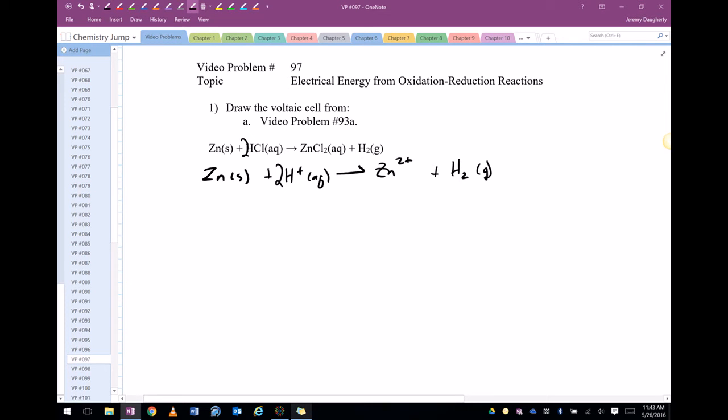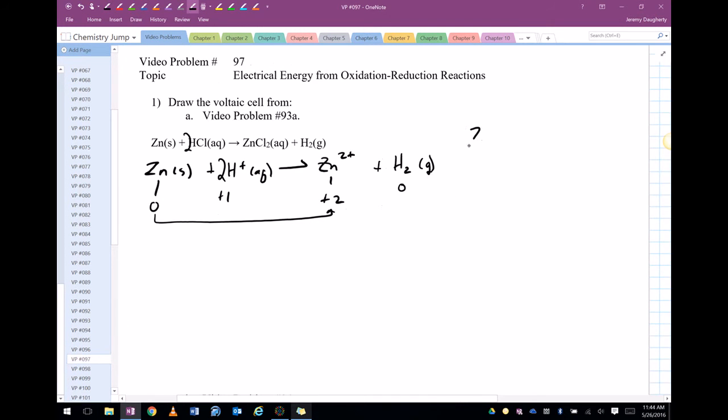So now I can see my zinc is going from 0 to positive 2. My hydrogen is going from positive 1 to 0. So 0 to positive 2, what is that? Well, that is losing electrons, so zinc is being oxidized. Let's jot this down here real quick, make some notes. Zinc is being oxidized. That must mean that the proton is being reduced.